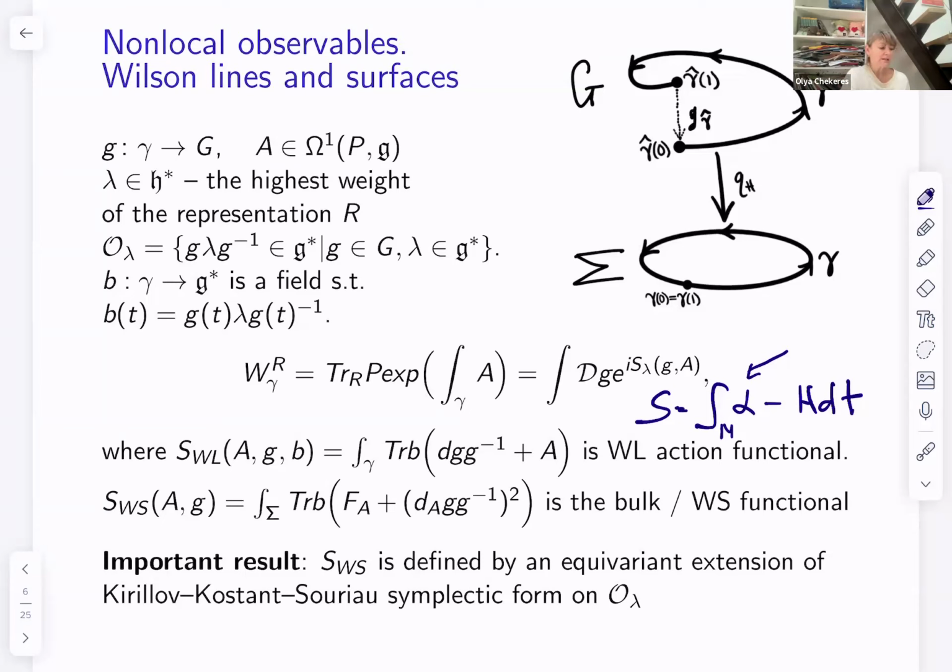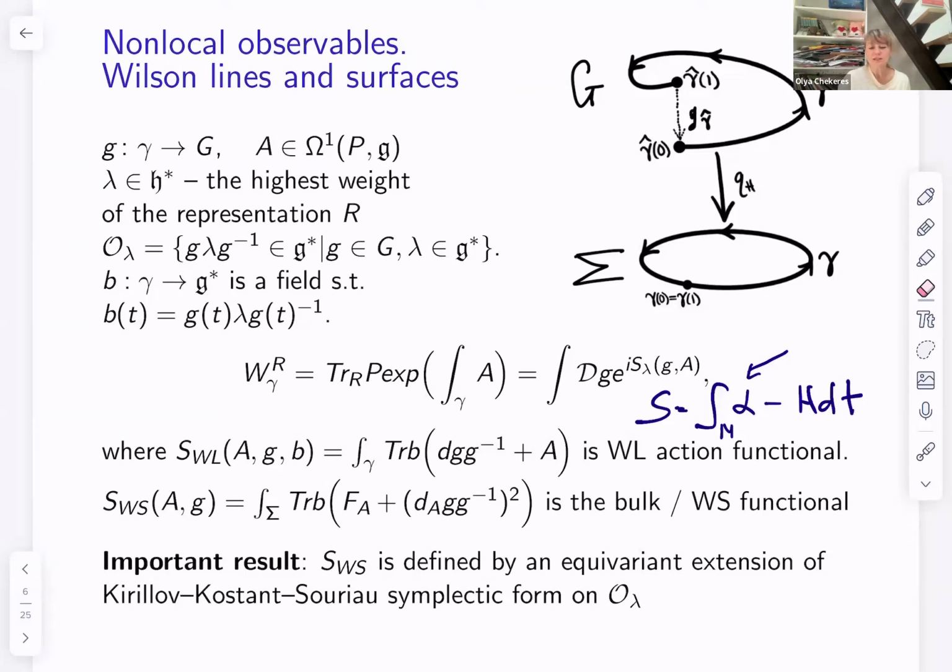And then this is where we started in 2015, and we said, okay, maybe we can generalize the Wilson line to a Wilson surface, and the name Wilson here stands just for historical reasons.